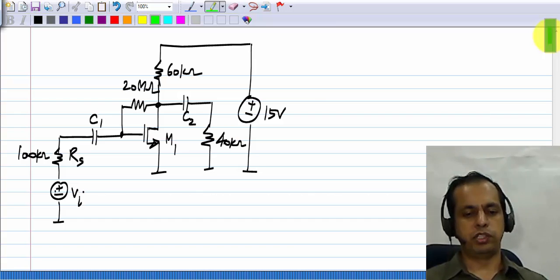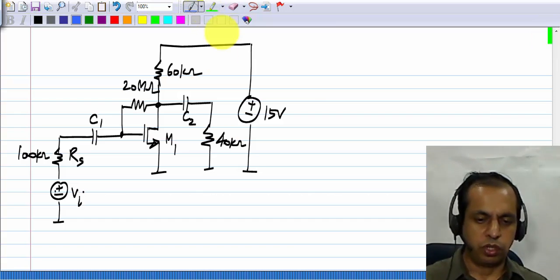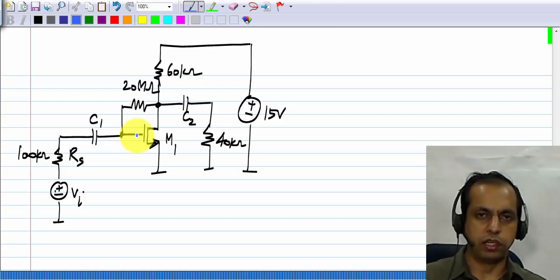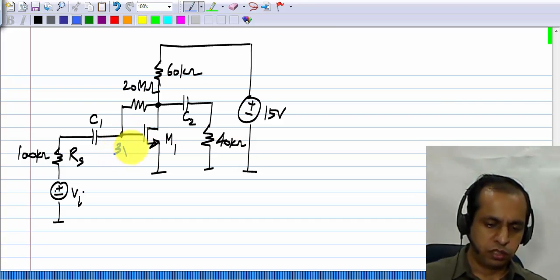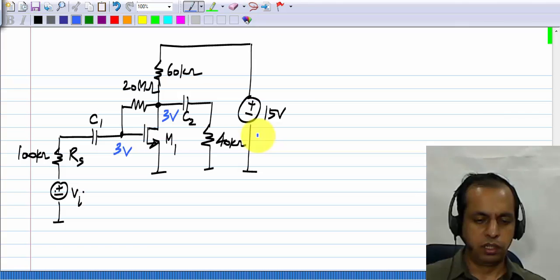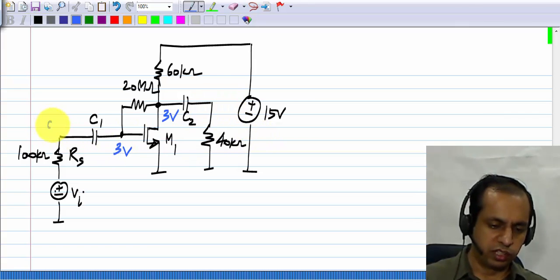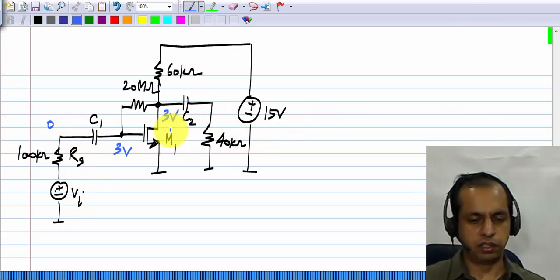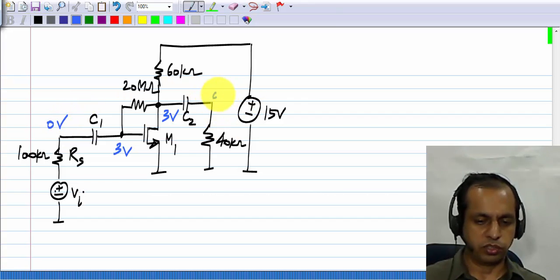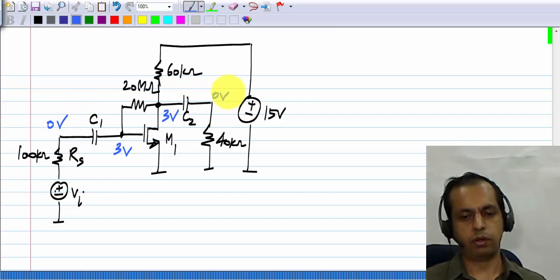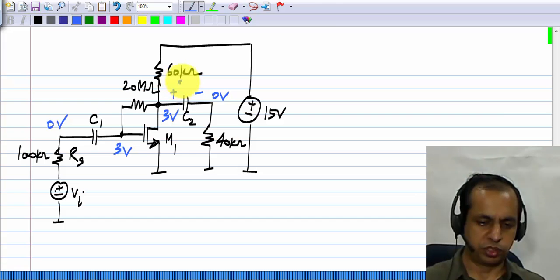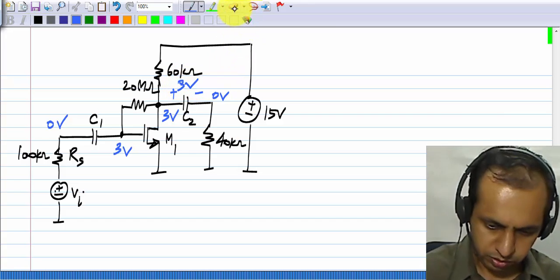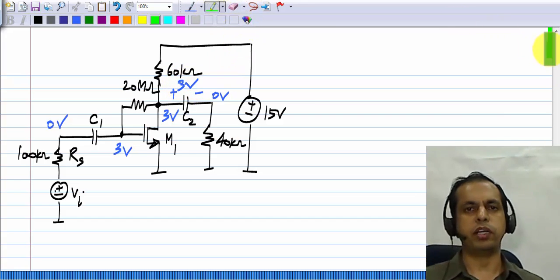Now let's see what happens at the swing limits. First of all, I'll write down the quiescent quantities here, or the operating point values. So this is 3 volts and that is 3 volts, and the operating point voltage here is 0. When Vi is 0, this is at 0 volts, and the output is also at 0 volts. Okay, this capacitor will be charged to 3 volts at the operating point.